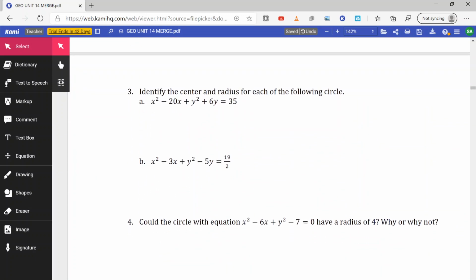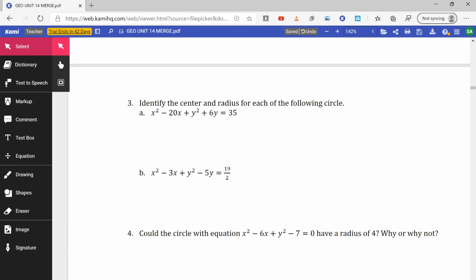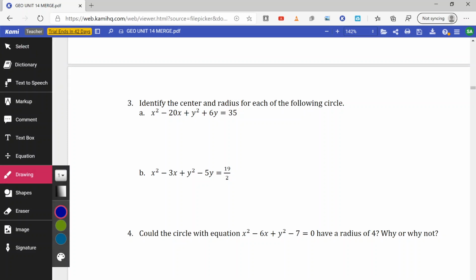Now 3 says identify center and radius. So what I have to do is essentially do the same thing. X squared minus 20x plus y squared plus 6y gives me 35. Notice we don't have perfect square terms on the left-hand side, so I'm going to use completing the square. So I take the second x, divide by 2, and I get negative 10. I square it, and I add it to both sides. So I have to add 100.